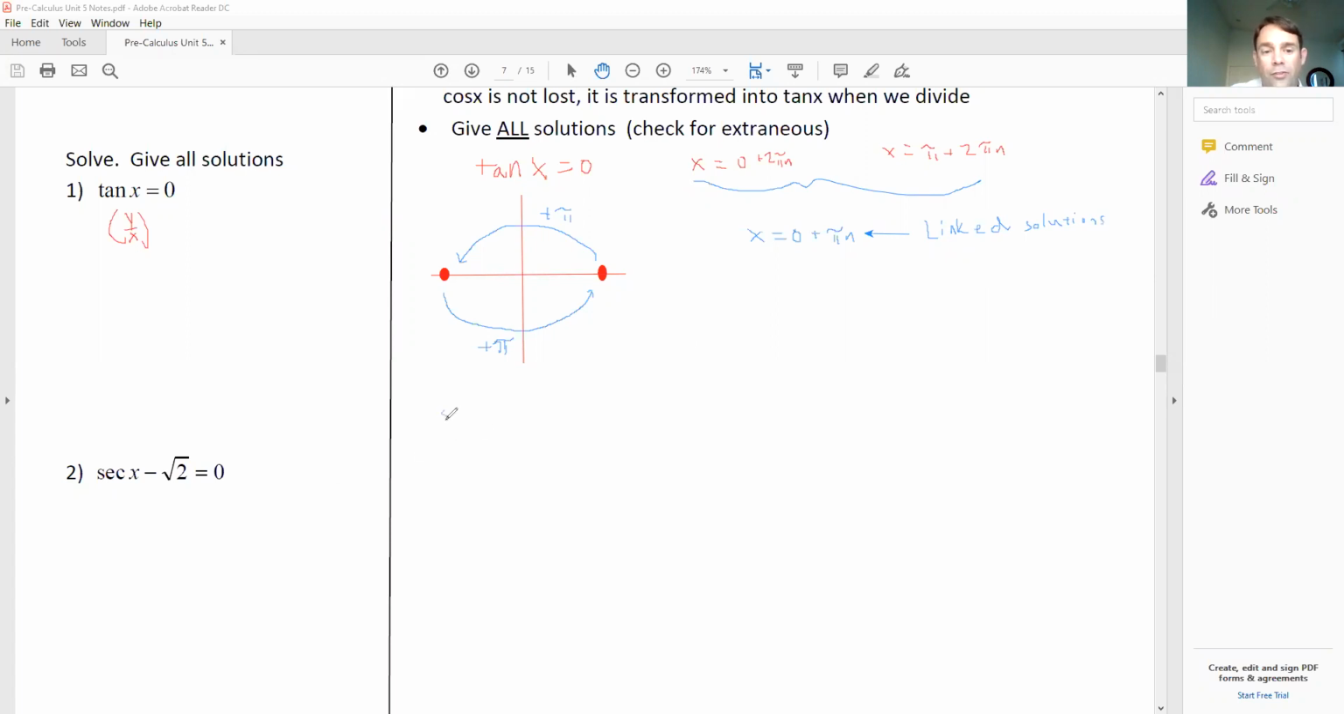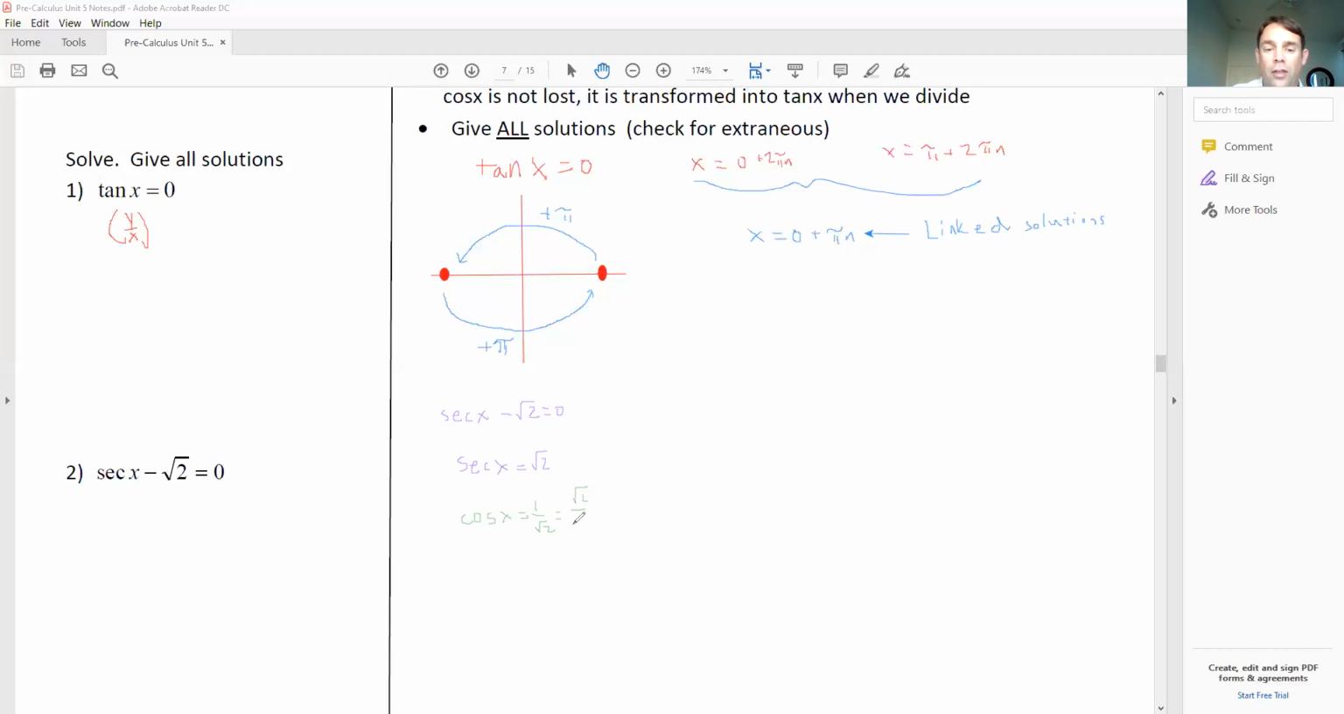All right, so I have secant x minus root 2 equals 0. So that means secant x equals root 2. Now I'm hoping at this point you guys can actually know when secant is root 2. If you don't, that's okay. Maybe you're not quite there yet. That's fine. If you need to, go ahead and do your reciprocal for it. So cosine of x is 1 over root 2, which is root 2 over 2. So that's what we're looking for.